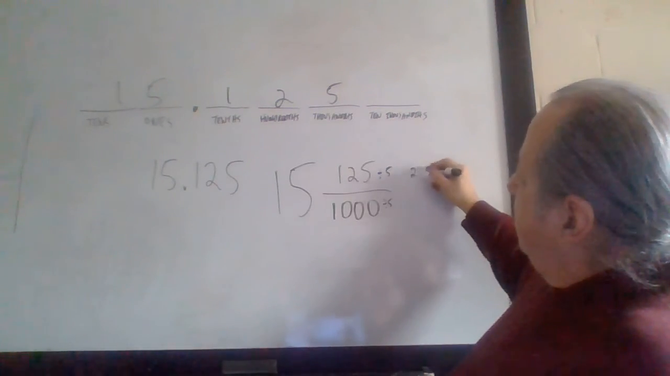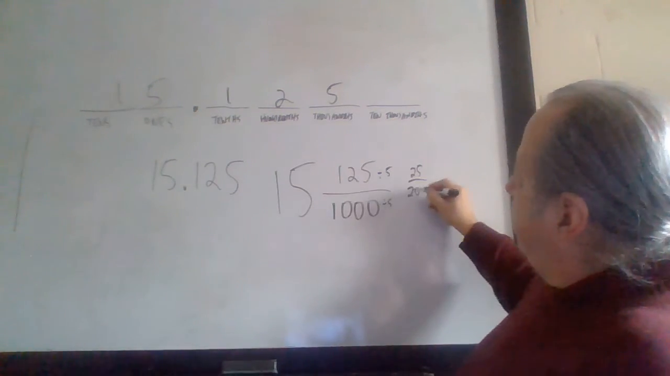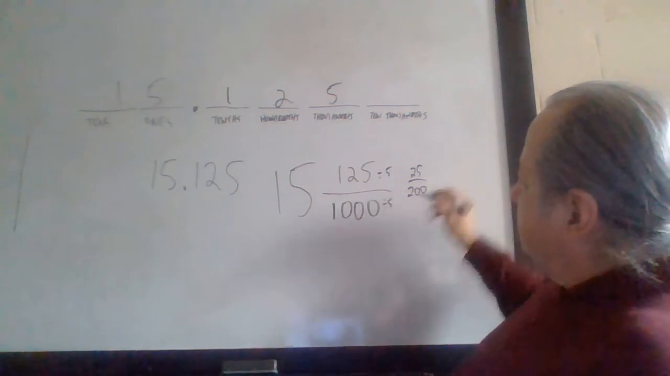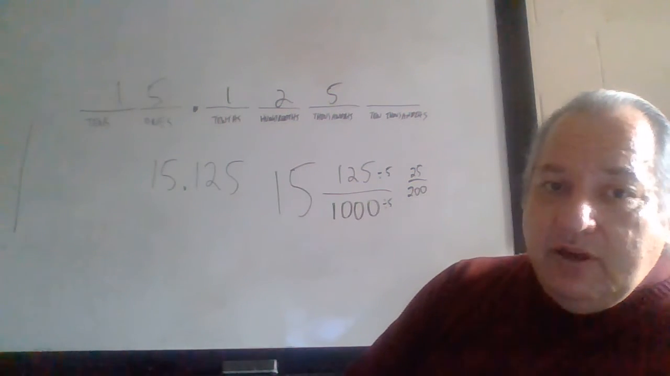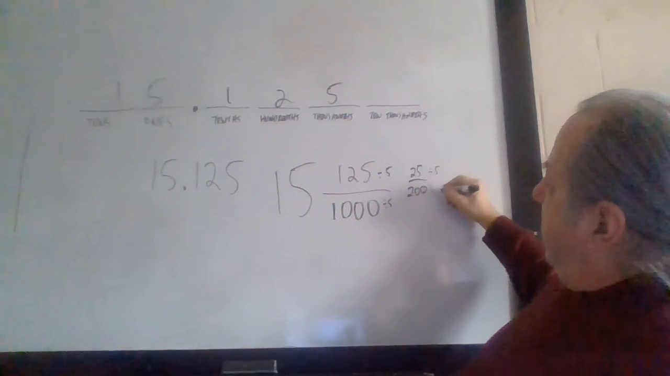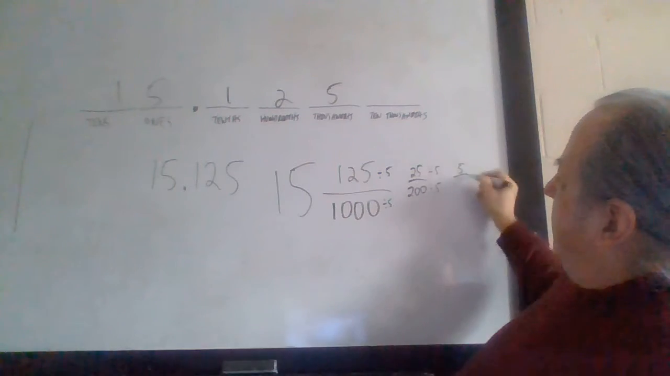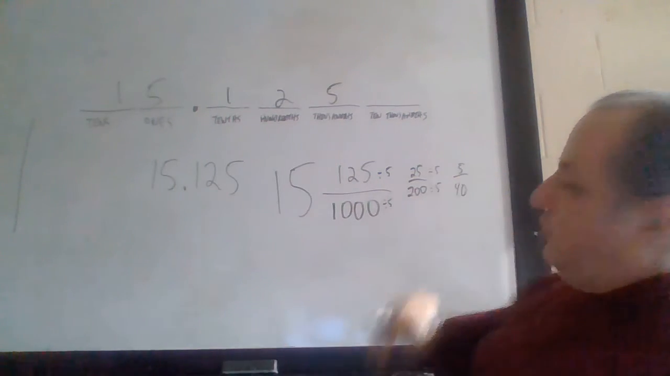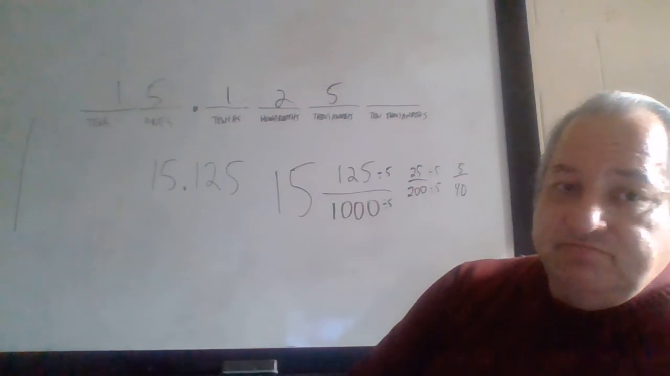125 divided by 5 is 25. 1,000 divided by 5 is 200. Is that as far as I can go? Nope. Ends in a 5 and a 0, so I can divide by 5 again. 25 divided by 5 is 5. 200 divided by 5 is 40. Is that as far as I can go?